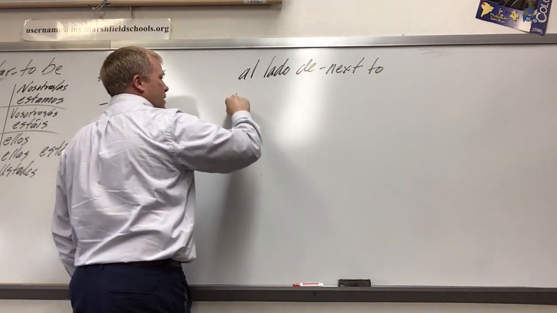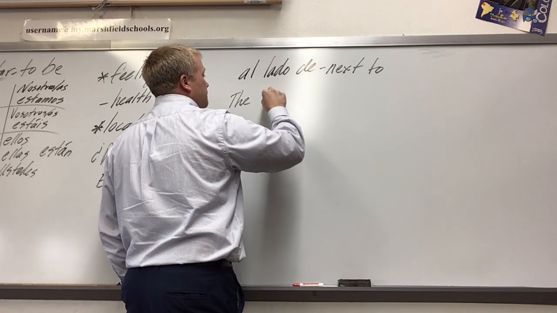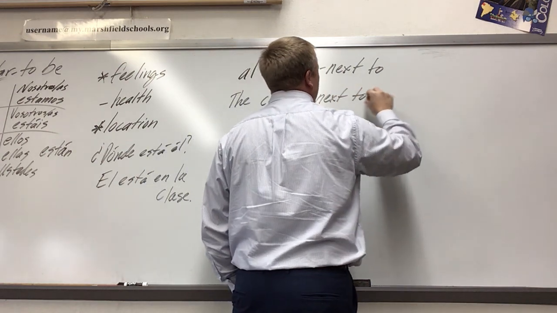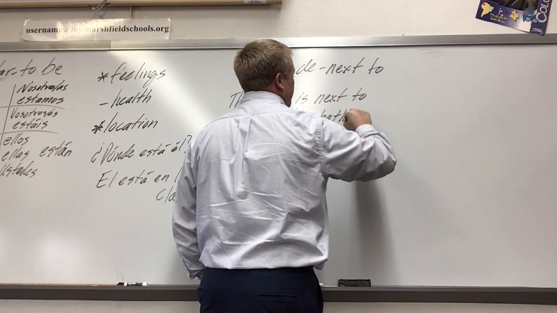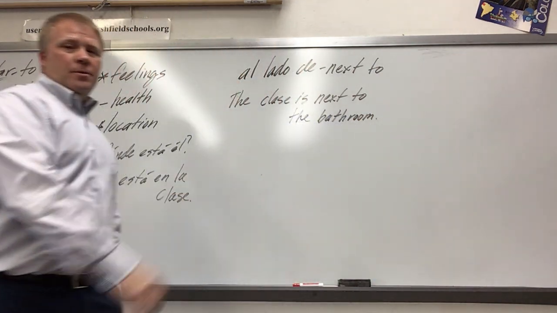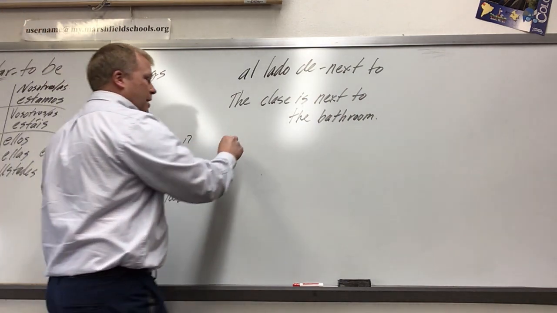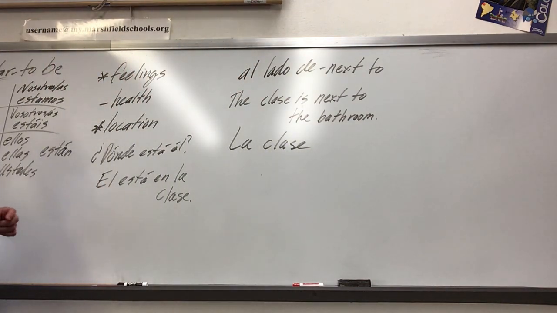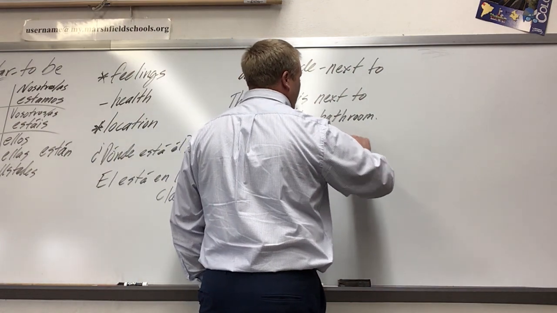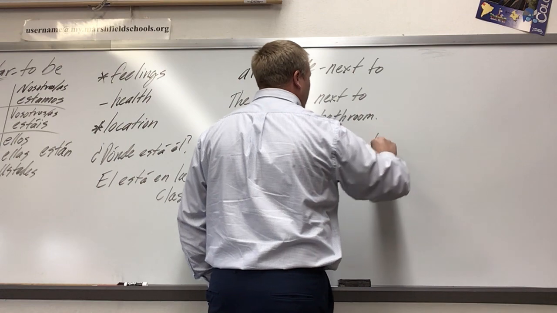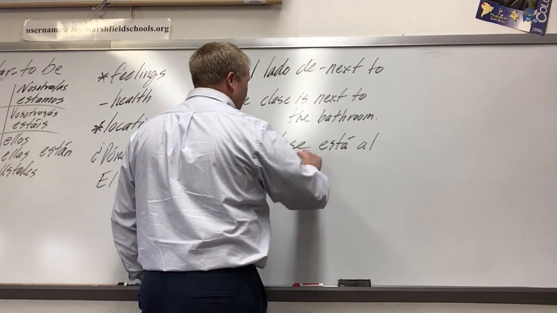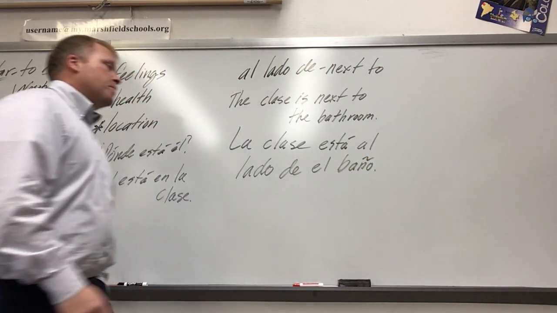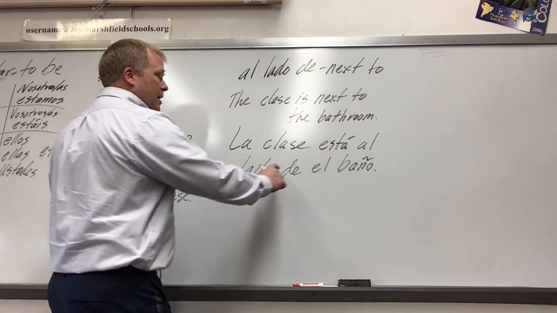So if I want to say the class is next to the bathroom, I'm talking about where it's located. So I'm going to use a form of estar because that's one of our things of location. The class is la clase. We want to use the third person form of estar, which is está. We want to say next to, al lado de, and the bathroom is el baño. Now there's something grammatically wrong here. La clase está al lado de el baño.